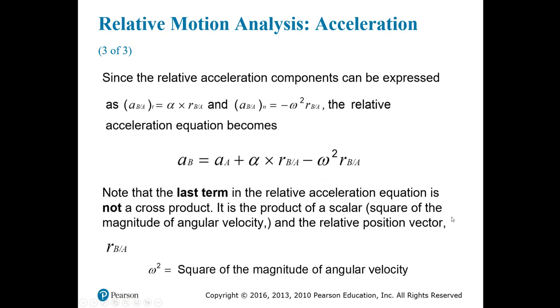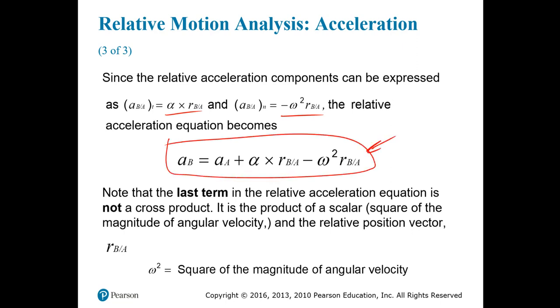All right. Since the relative acceleration components can be expressed in tangential and normal components, based on the equations that we already calculated before, now the general equation becomes like this. And this one, guys, can be used for any of the problems that will be using relative motion from the acceleration standpoint. As I said before, as a reminder, the last term in the relative acceleration equation is not a cross product. It is the product of a scalar, in this case the square of the magnitude of the angular velocity, and the relative position. Just keep that in mind.